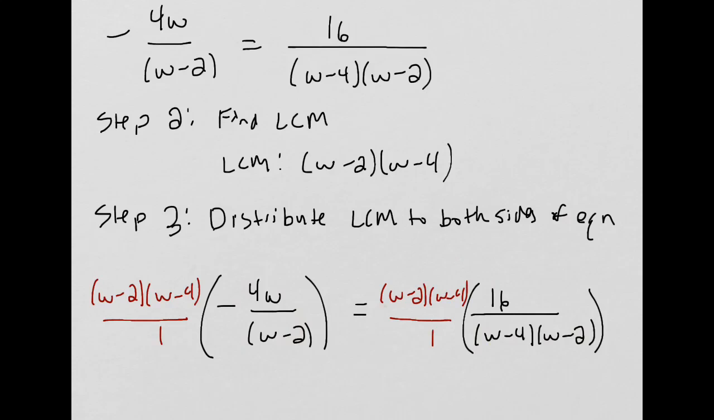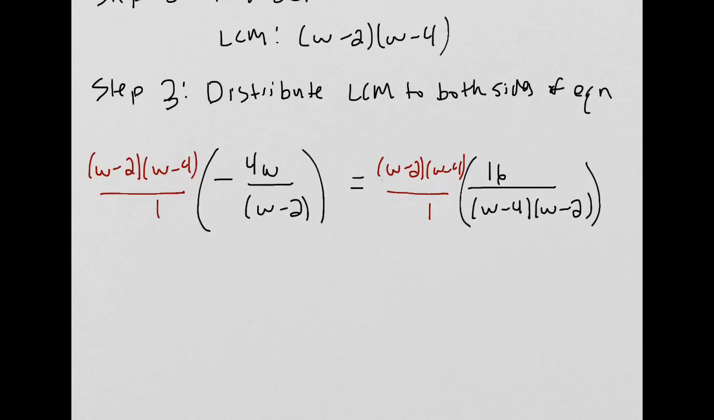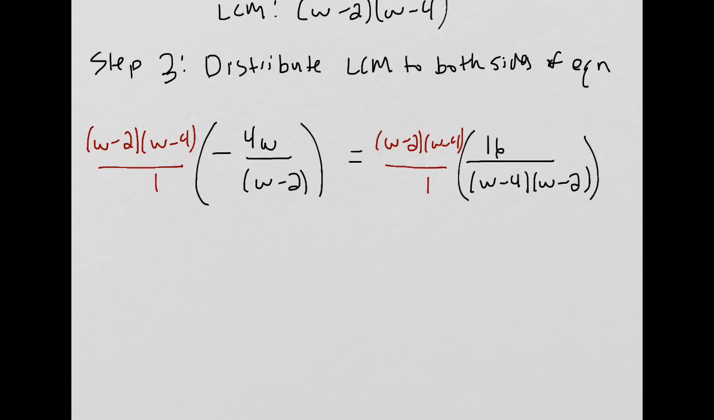And then I just want to clean up what's left. If we've done everything right, we should end up with an equation that has no fractions in it. So here we go. Notice, if we look at the first term, we've got this w minus 2 on the bottom, this w minus 2 on top. So if we divide top and bottom by w minus 2, what we're left with is negative 4w times w minus 4.